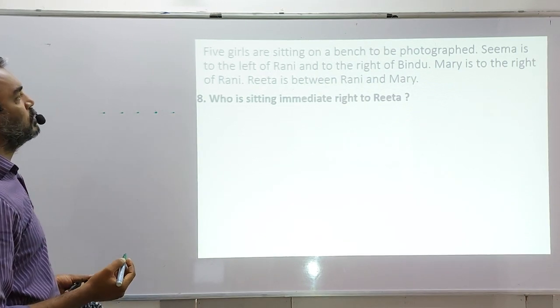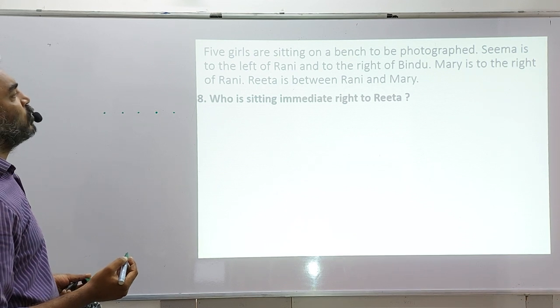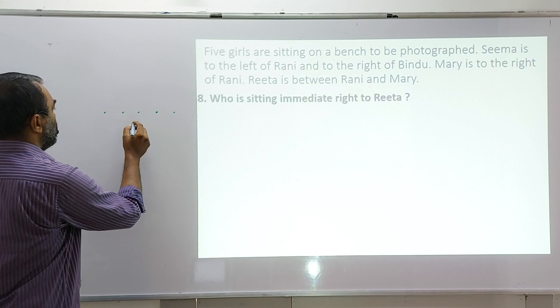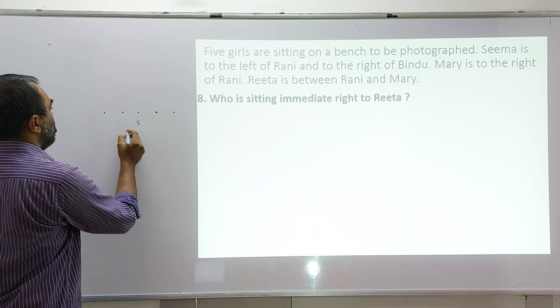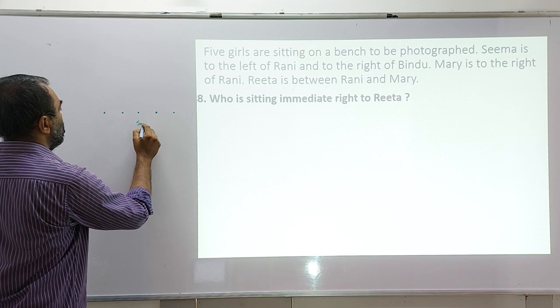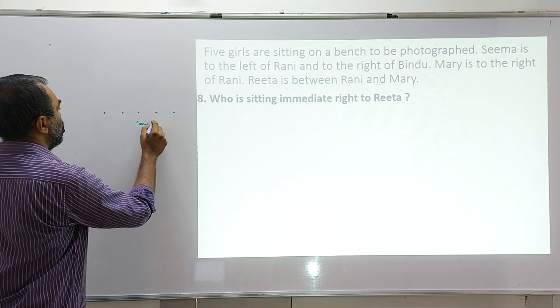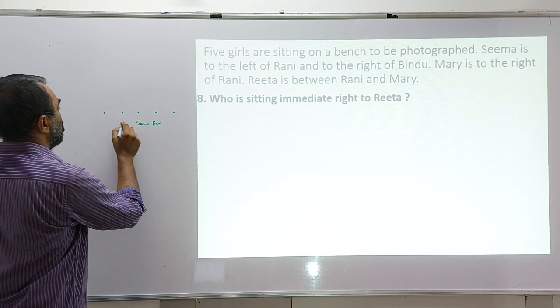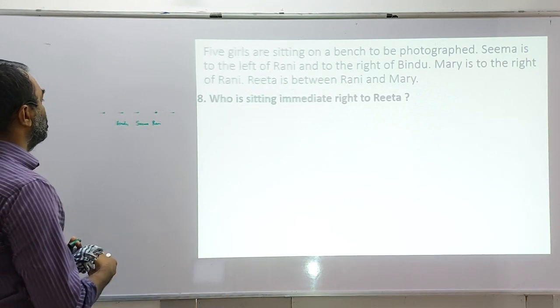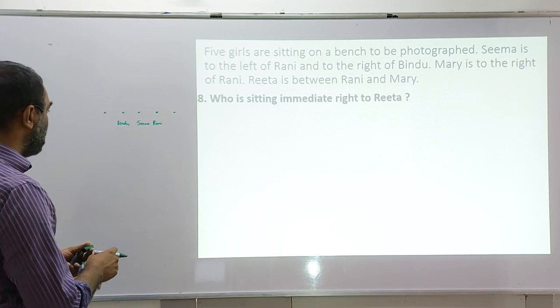Now the instructions. Seema is to the left of Rani and to the right of Bindu. So Seema is sitting on the left of Rani, but on the right of Bindu. Now say I put Seema here. Okay? Where can I put Seema?